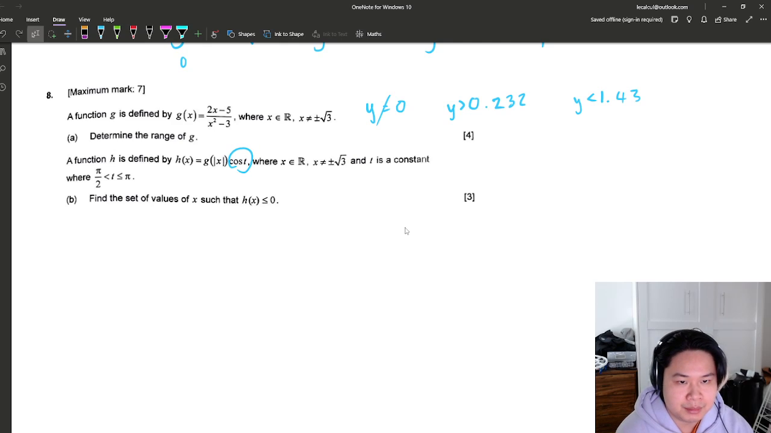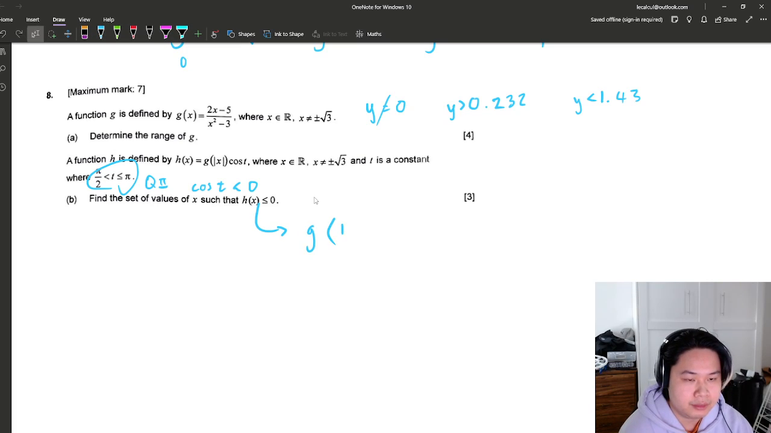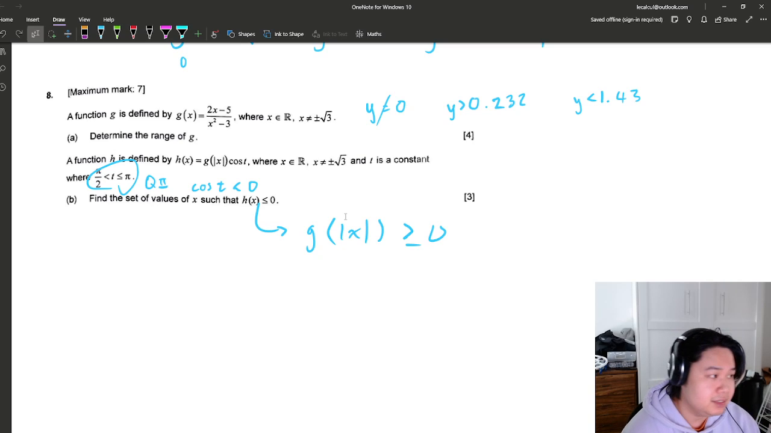Okay, so we're multiplying by some number, cosine t, and t is in the second quadrant, which essentially means that cosine t is always negative. So if cosine t is always negative, and we're trying to find out when h is negative, and h is g times cosine, then essentially we are going to find out when g is positive. Because you know cosine is negative, so they need to multiply together and make a negative result.